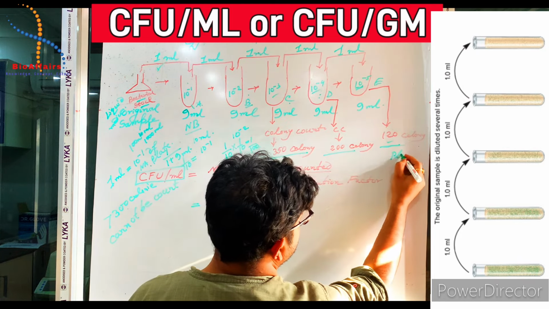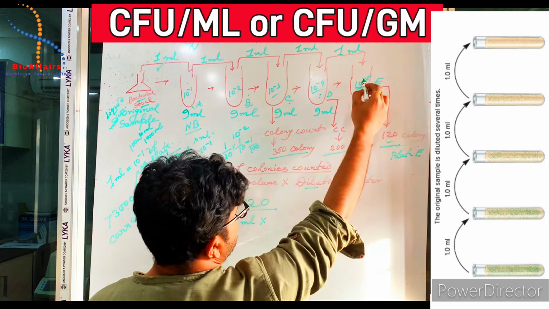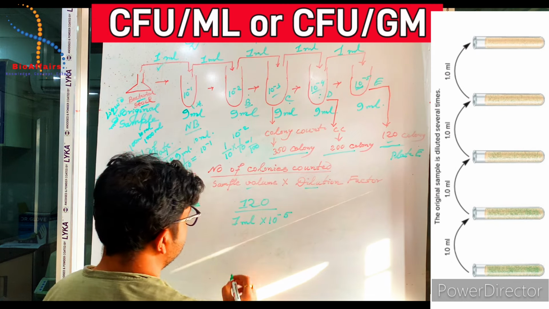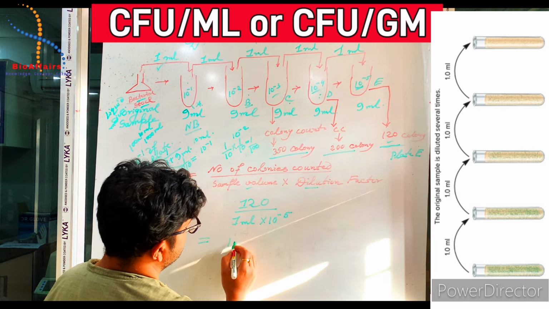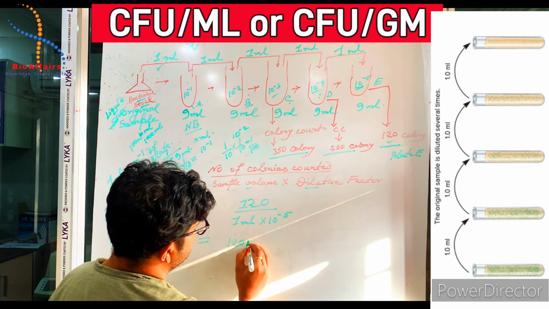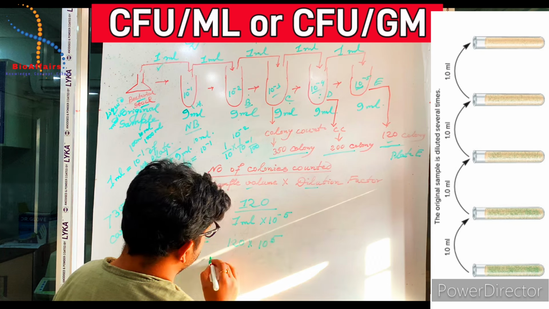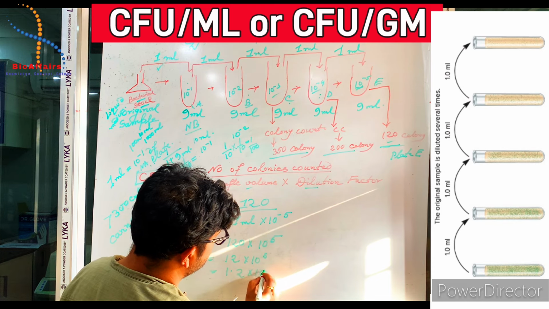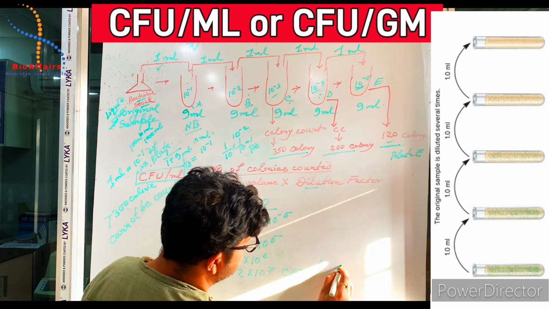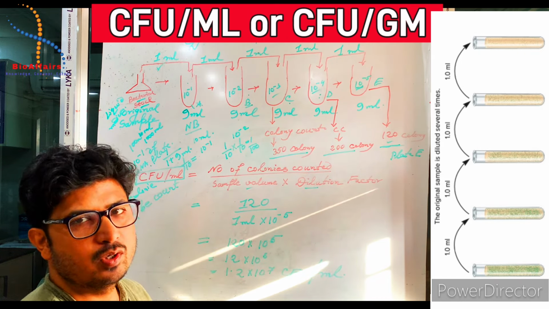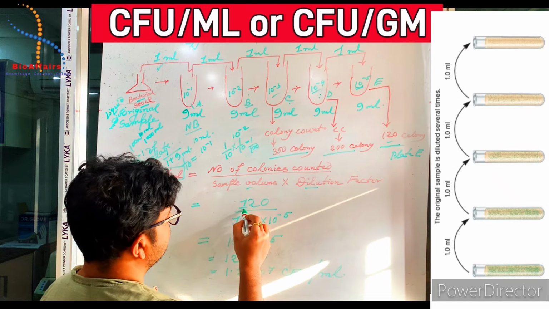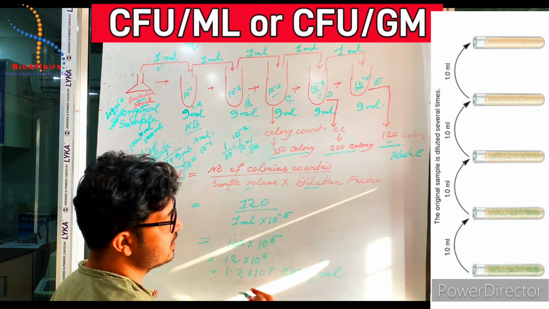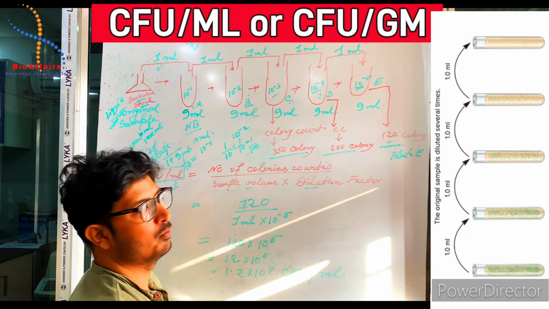What plate are we counting? That is plate E. Plate E comes from the 10 to the power minus 5 dilution. So the dilution factor is 10 to the power minus 5. Right? So as per the mathematical formula, 120 into 10 to the power 5 becomes 12 into 10 to the power 6. Now 1.2 into 10 to the power 7 CFU per ml is the answer. Very easy to calculate. You can change this value accordingly and calculate. No problem. You can take 200 colonies here and the calculation will change accordingly. So it is a simple mathematical formula.